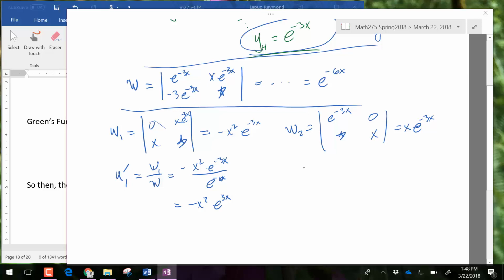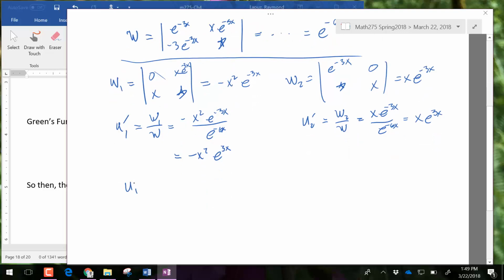And then our W2, oh, U2 prime, thanks. Equals W2 over W, which is going to be x e to the minus 3x over e to the minus 6x. That would be x e to the 3x. And so we would integrate this. And if you notice, it's going to be the same integral that we had. And then u2 is going to equal the integral of this.